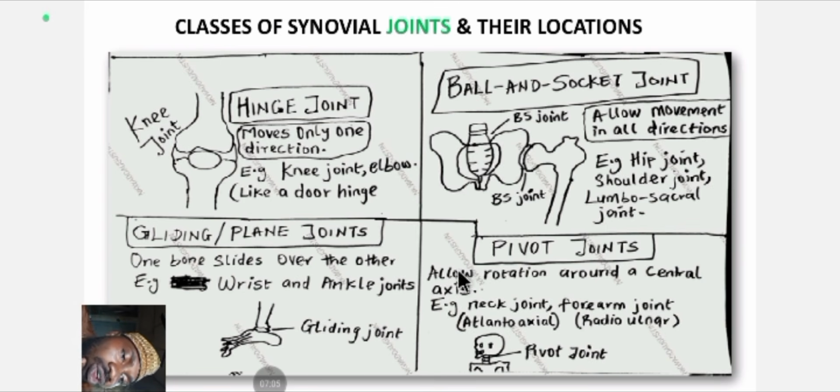You have the pivot joints, which allow rotation around a central axis. There must be a central fixed point, while another part of the joint rotates around it. All right. For example, it's found in the neck and forearm. This neck joint is called the atlantoaxial, while the forearm joint is called the radioulnar joint. All right, pivot joints. Okay, the forearm joints, that's here. This joint here.